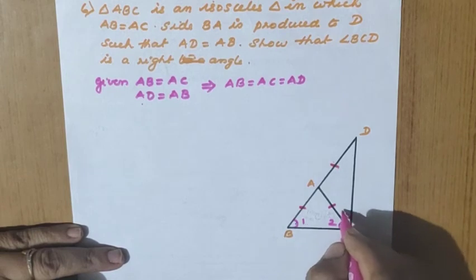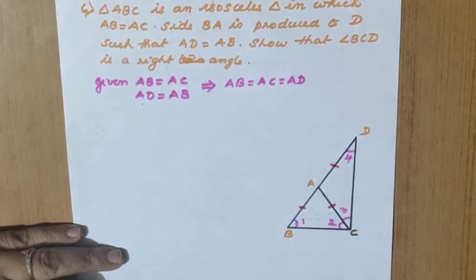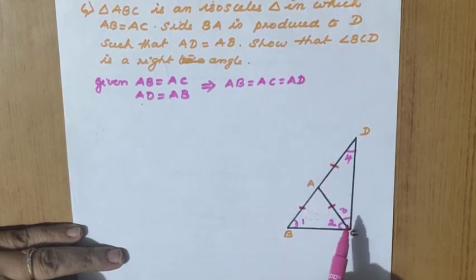So let me write here 3 and here 4. What you can say about 3 and 4? Both are again equal only. So what first we got? 1 and 2 equal, and now we got 3 and 4.